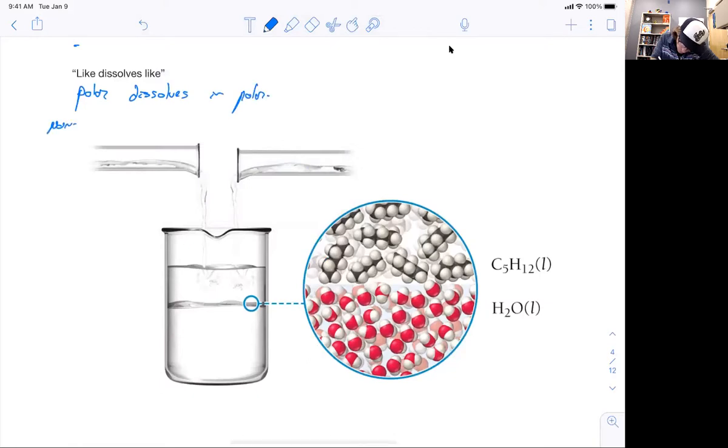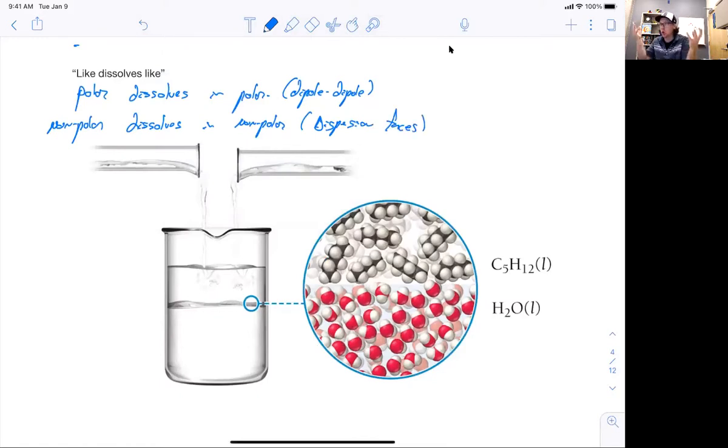non-polar, and again, that's chemicals with dipole-dipole intermolecular forces. Non-polar dissolves in non-polar. And so these are the chemicals with dispersion forces. And what it really means is that they don't mix or dissolve in each other. Polar will not dissolve in nonpolar.